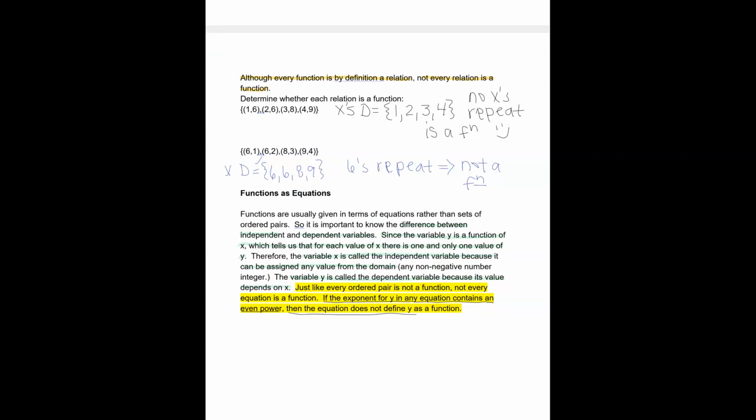Then the equation, I'm going to read that all again. If the exponent for y in any equation contains an even power, then the equation does not define y as a function. So if y has an even power, like 2, 4, 6, 8, anything even, then it's not a function.